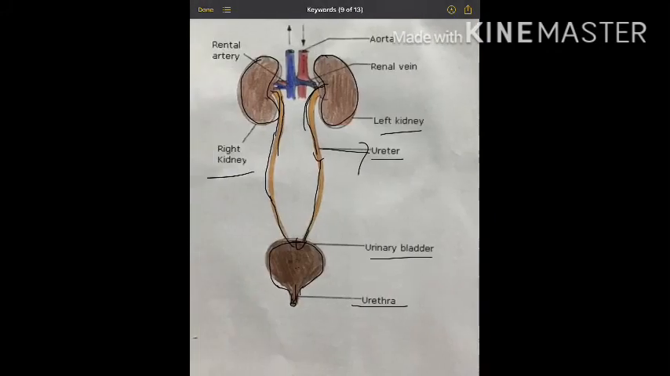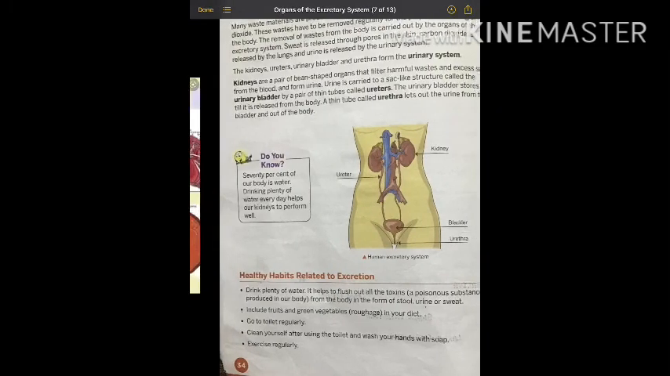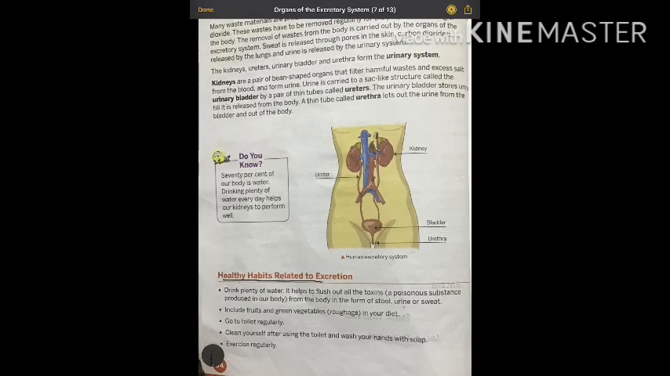urine excretory system. Now here are some healthy habits related to the excretory system. You should drink plenty of water. It helps to flush out waste from our body. Toxins means the poisonous, or harmful, substances from the body, in the form of stool, urine, sweat, which we have discussed earlier also. Now we should include fruits and green vegetables in our diet, which act as roughage, fibers, which help us to get rid of undigested waste from the body.